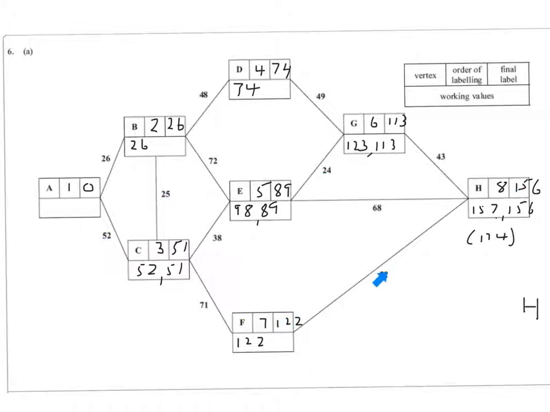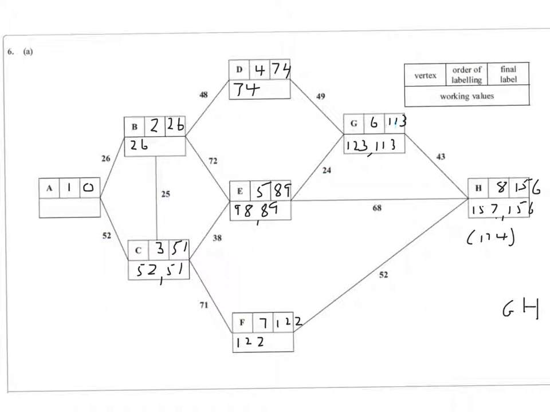156 minus 52 is 104, so that's not the shortest route. Is 156 minus 68 equal to 89? No, 156 minus 68 is 88. Is 156 minus 43 113? Yes, it is. So the vertex before that should be G, so I'm going to write that there. So now we're at G.